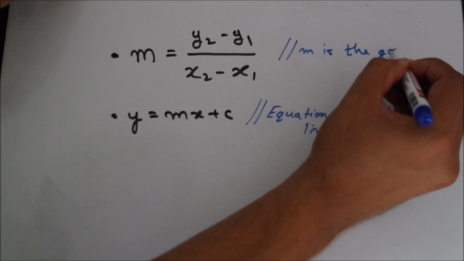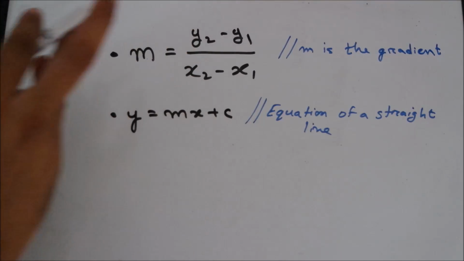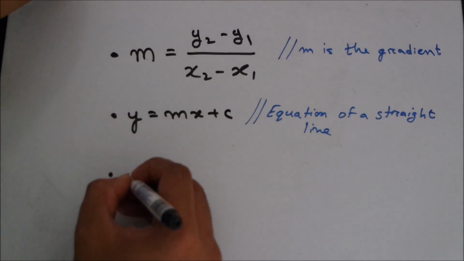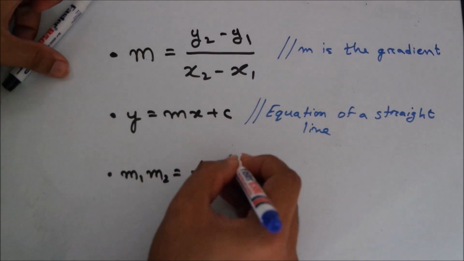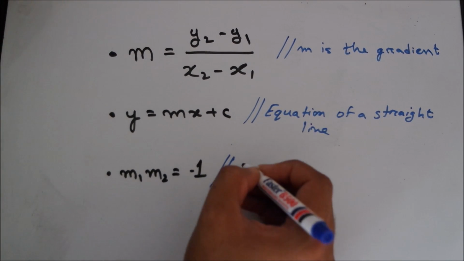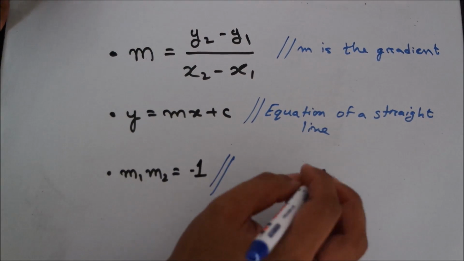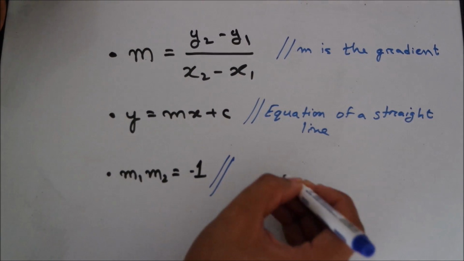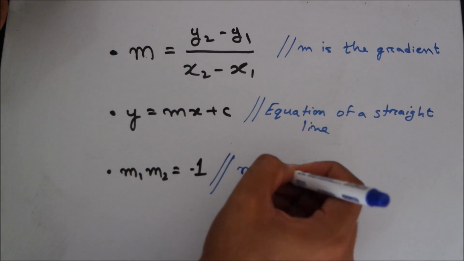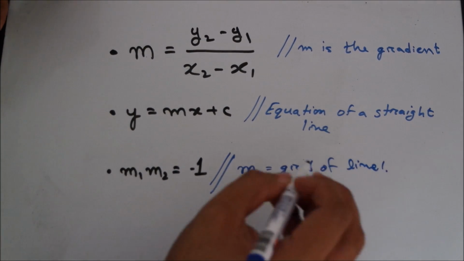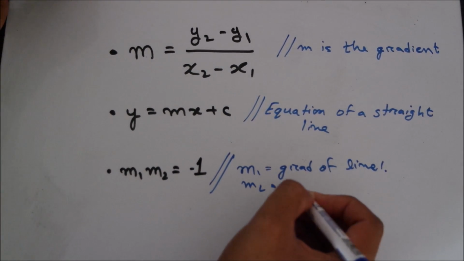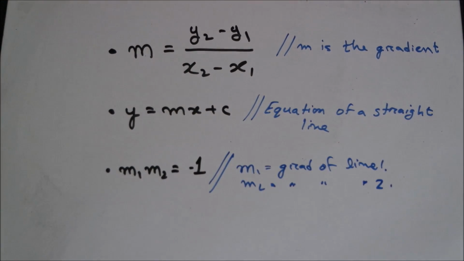m is the gradient, and the third one would be m1 m2 equals minus 1, where if you are asked to find out the gradient of one straight line when there are two straight lines and they are perpendicular to each other, m1 is equal to the gradient of line 1, m2 is equal to the gradient of line 2. You simply multiply them and the result would be minus 1, so you can easily find out the gradient of one line if the other one is given.